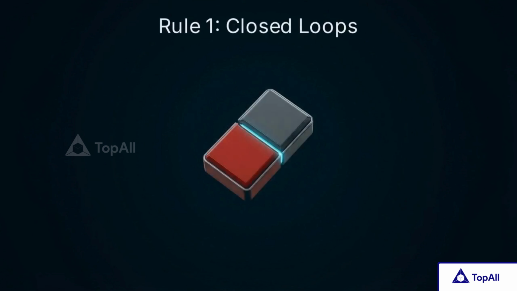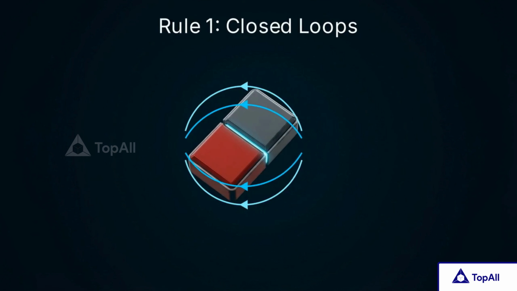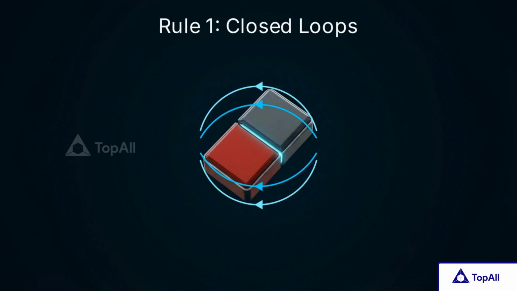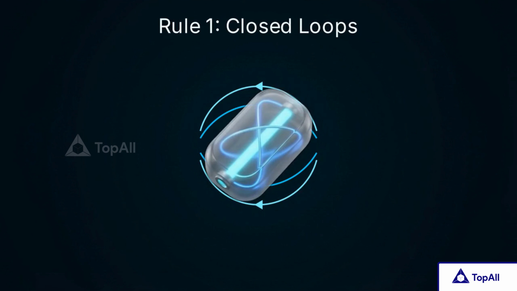Rule 1: magnetic field lines form continuous, closed loops. Unlike electric lines that terminate at a negative charge, magnetic lines have no beginning or end. Inside the magnet, the field continues from south back to north, completing the unbroken loop.